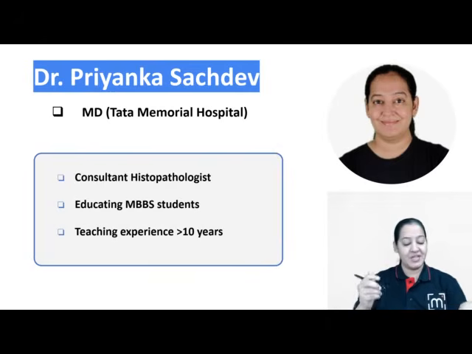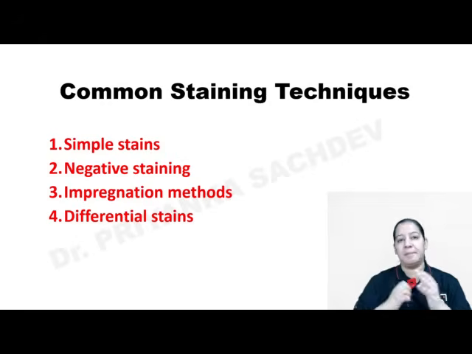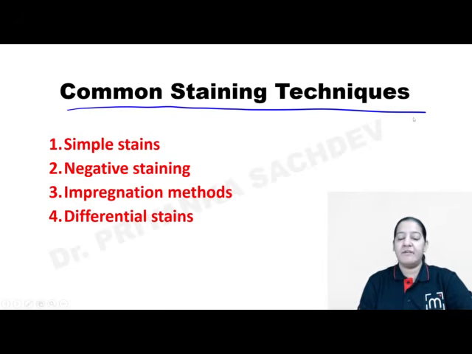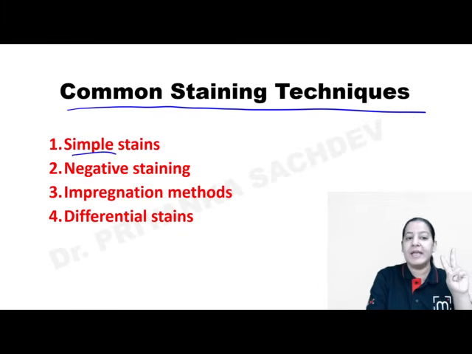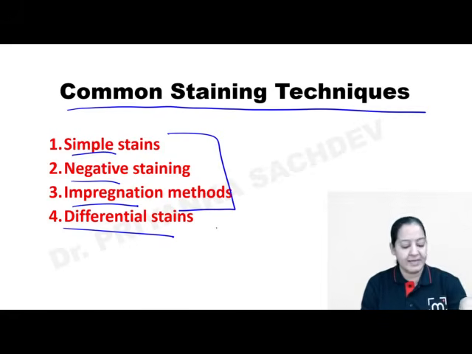So in this session, I will be discussing a topic from general microbiology, that is staining in microbiology. We have already started staining in the last session, I guess. We have seen the types of staining and we have covered the important stainings from them. So we have seen there are four types of stains: simple stain, negative stain, impregnation stain and differential stain. The first three types of stains were covered in the last session.